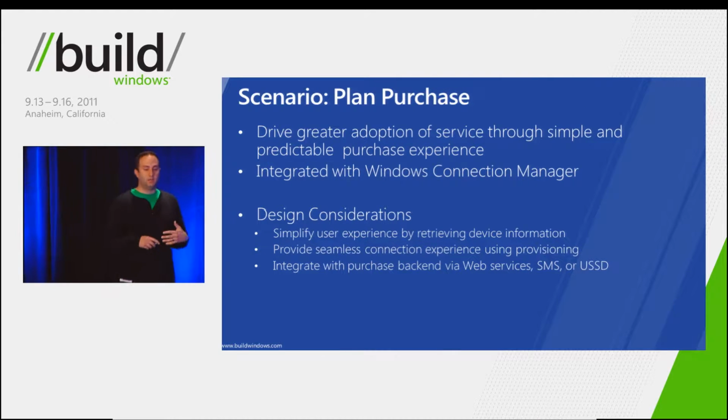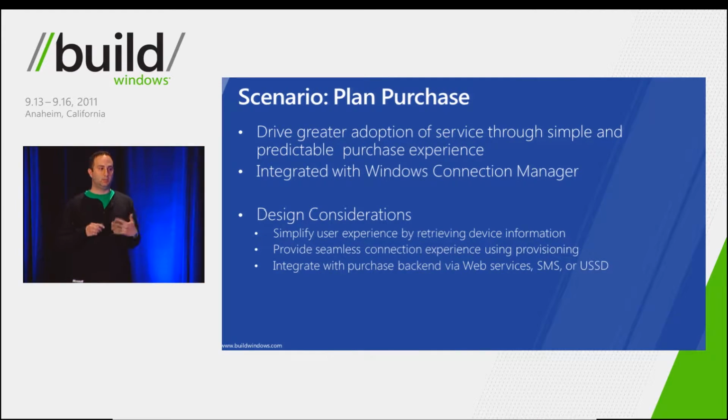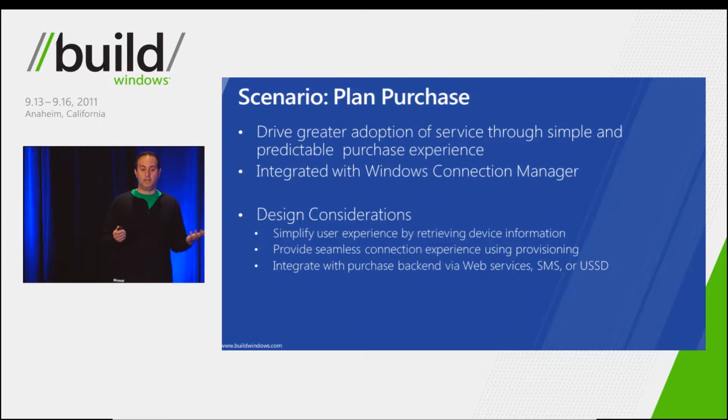The first one is plan purchase. How do you get users onto your network? How do you get them to adopt your network service? You build a purchase experience inside your Metro-style app. When you do that, the Windows Connection Manager, when users connect for the first time to your network, through the metadata, can launch your Metro-style experience, and your app can determine whether to show a purchase experience for this customer and how to proceed.